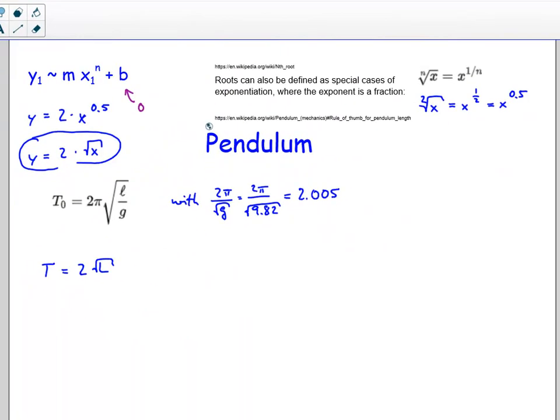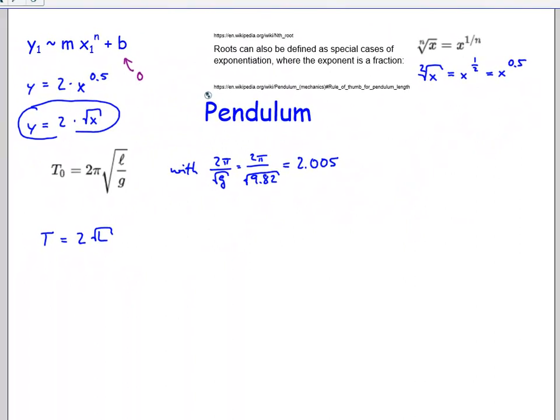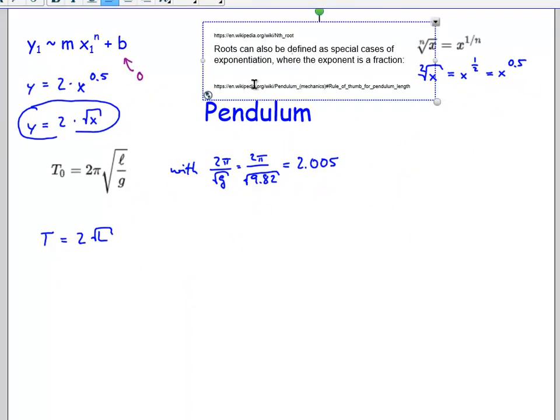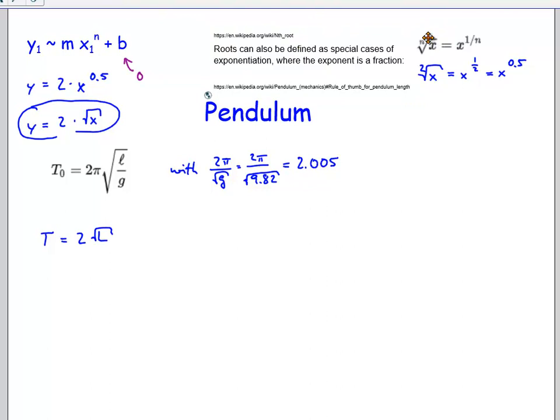All right, and then here is the pendulum, respectively starting out with the roots. So these roots can also be defined as a special case of exponentiation. This is from a Wikipedia page, I really like Wikipedia for math and physics because it's really accurate. So when I take the second root, or the square root, that is the same as writing 1 over 2 for the exponent, and 1 over 2 is 0.5, so that's where this one is coming from.